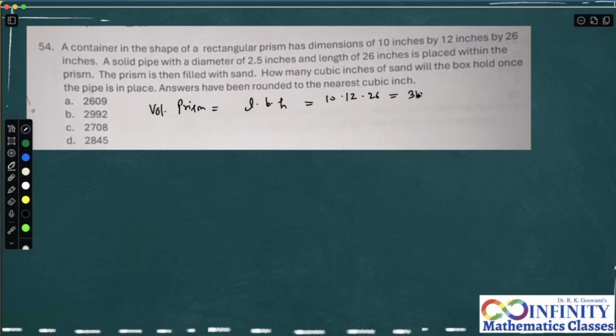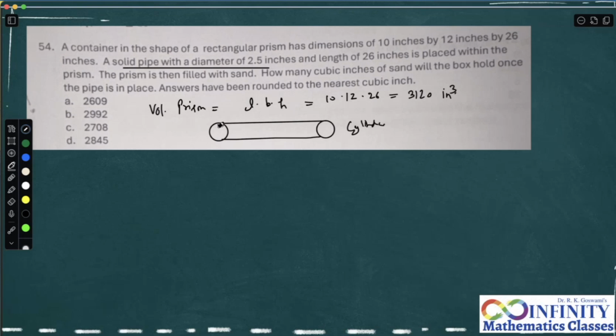3,120. It is going to be inches cube. Am I right? Yes, sir. Inches cube or cube inches, whatever you want to say. So in this, a solid pipe with diameter. What is a solid pipe? A solid pipe will form a shape of a cylinder. So just suppose this type of solid pipe is there. So it will be a cylinder.